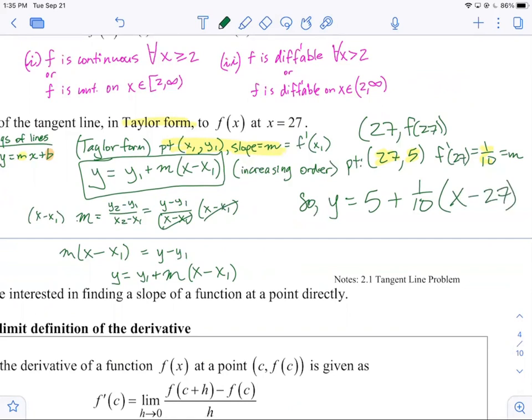We're going to be writing equations of tangent lines all year long, and every time we're going to be using Taylor form. All right, so what a great day. Quiz tomorrow over the formal definition of the derivative and the IVT question, all right?